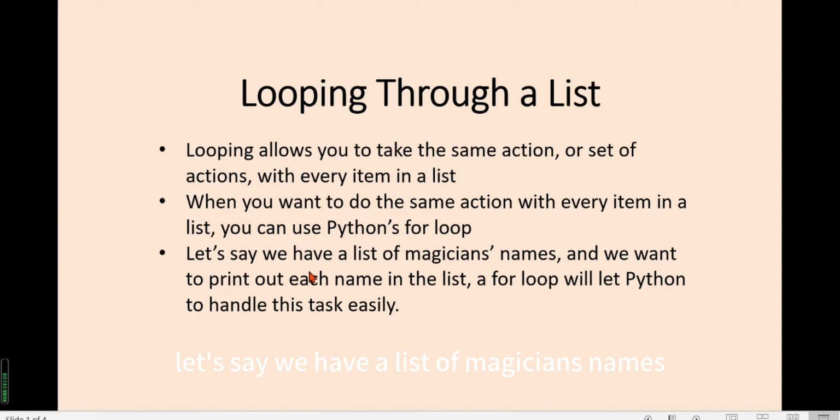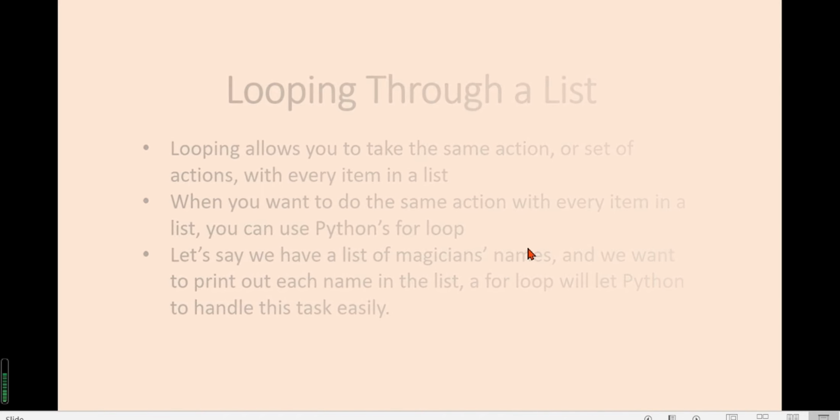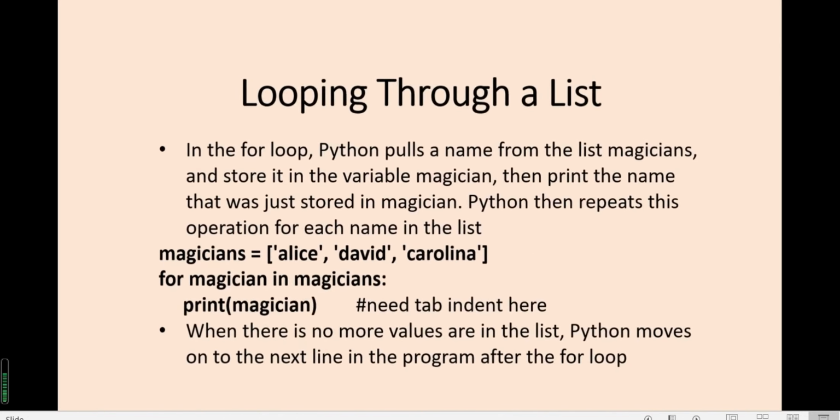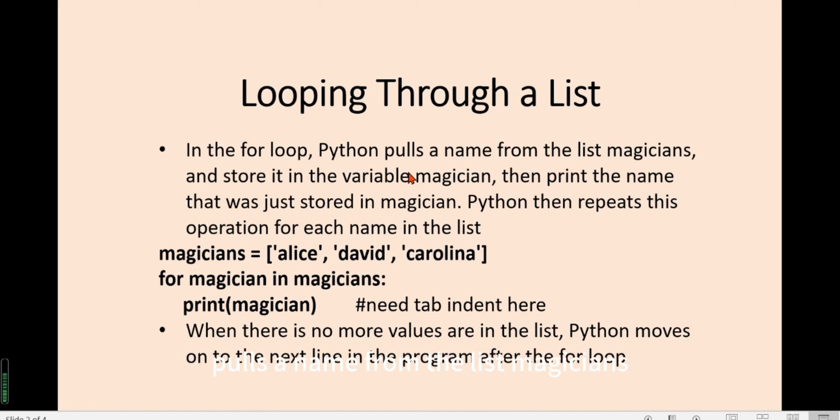Let's say we have a list of magicians' names and we want to print out each name in the list. A for loop will let Python handle this task easily. In the for loop, Python pulls a name from the list magicians and stores it in the variable magician, then prints the name that was just stored in magician. Python then repeats this operation for each name in the list.